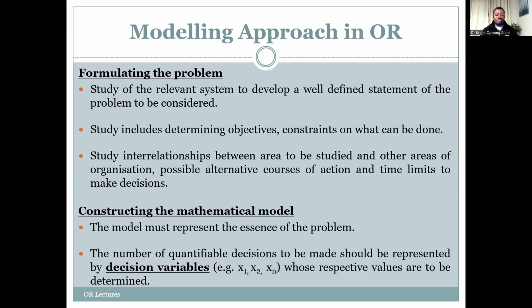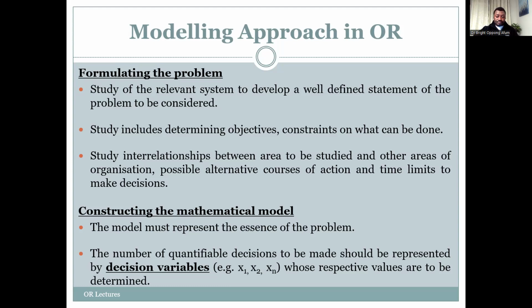Then after that, we construct the mathematical model, the model that will represent the problem. So a number of quantifiable decisions are made, and they are made to represent the decision variables. For instance, you want to use x1, x2, x3 up to xn as the decision variables, or you want to represent decision variables with x, y, and z. Any variable that you want to use to represent the decisions, that is fine. It depends on the researcher.